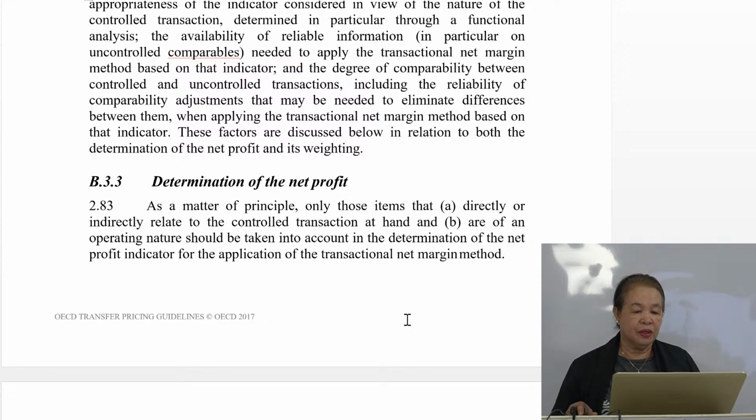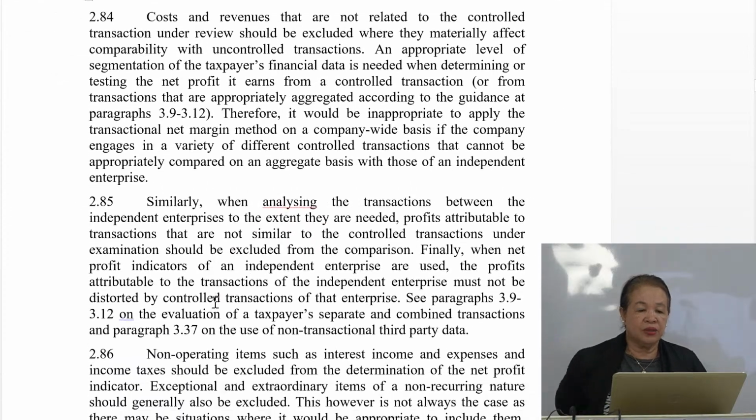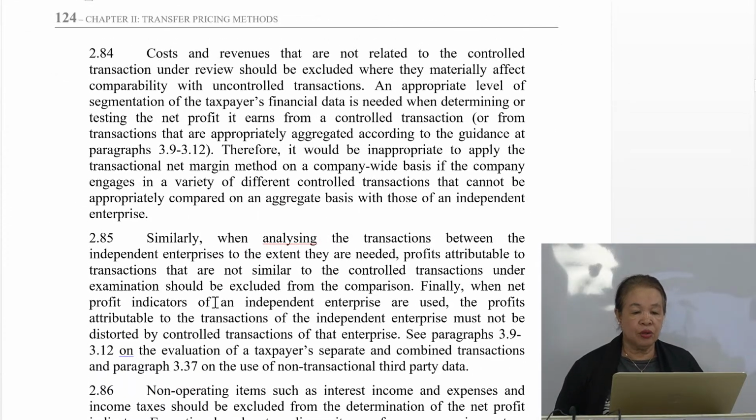No? So 2.84, costs and revenues that are not related to the controlled transaction under review should be excluded where they materially affect comparability with uncontrolled transactions. An appropriate level of segmentation of the taxpayer's financial data is needed when determining or testing the net profit it earns from a controlled transaction or from transactions that are appropriately aggregated.